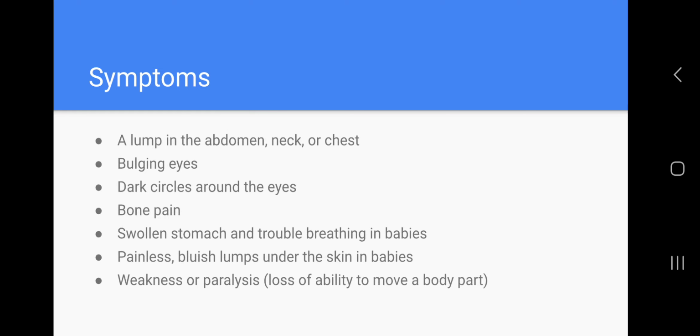Painless, bluish lumps under the skin in babies. And then weakness or paralysis, loss of ability to move a body part. So this can even go to the degree of, say they have spinal pain, it translates to the hips, and eventually the patient can't even really walk effectively.